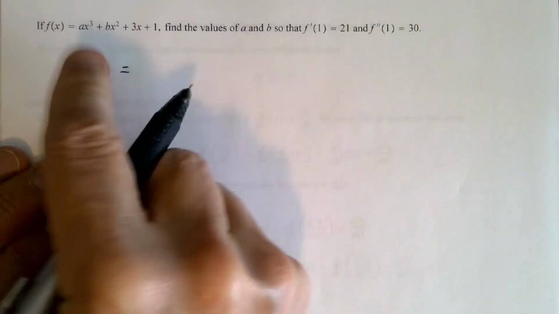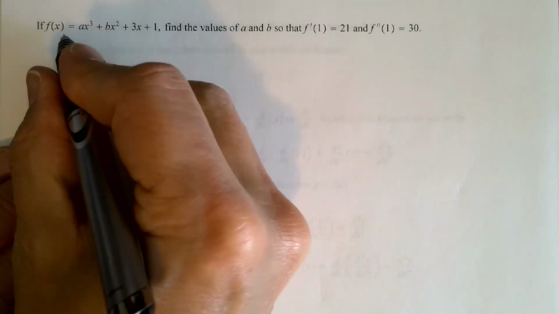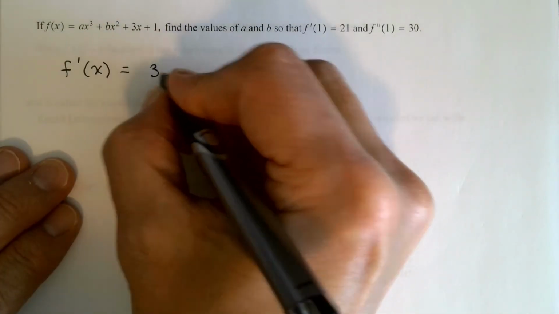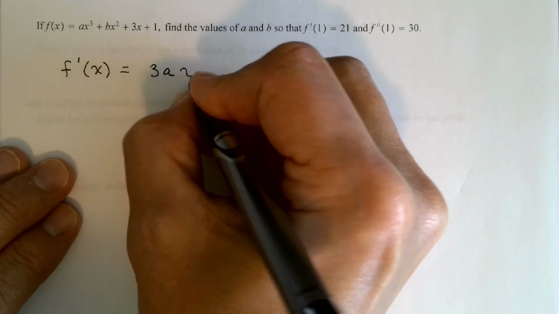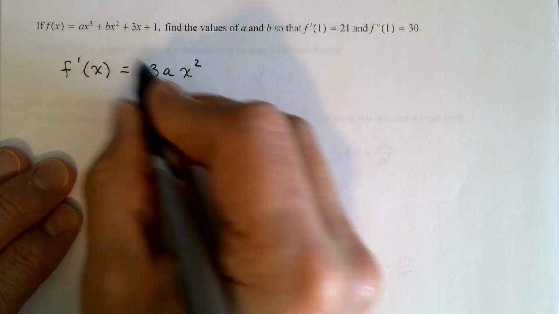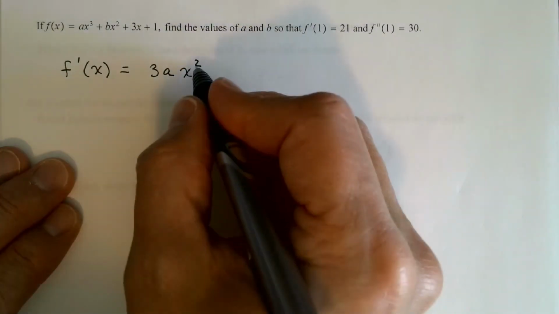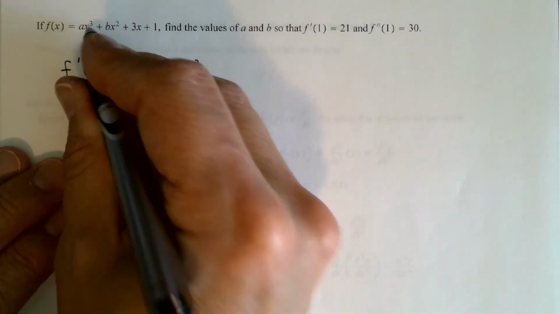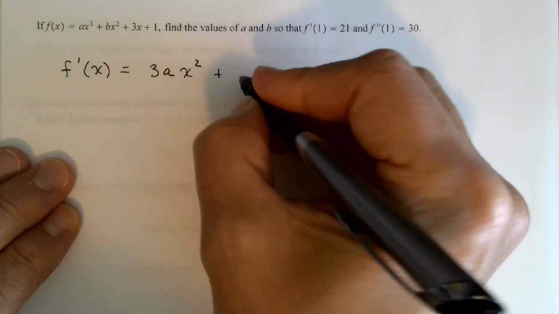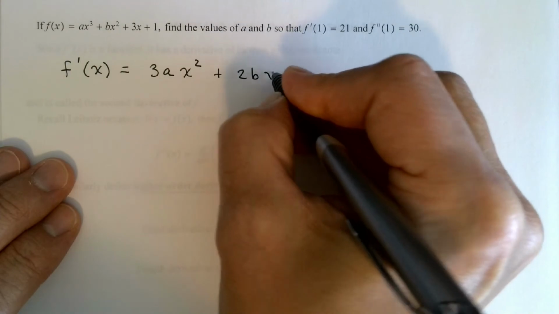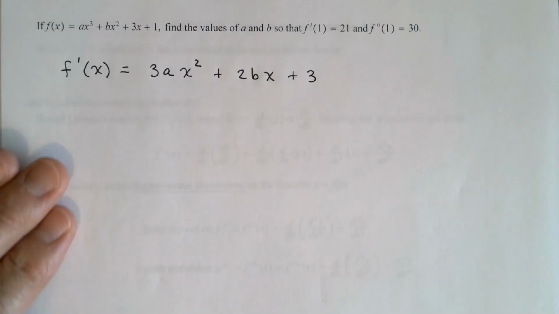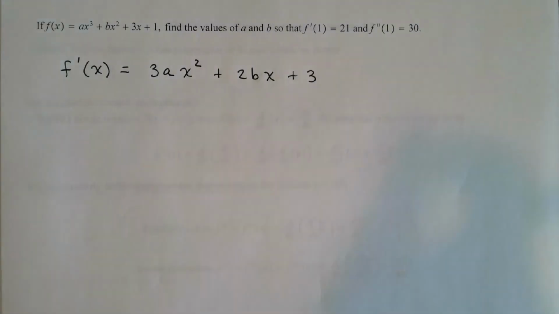So when I take the derivative of ax cubed, a is a constant, it comes out, and I bring down the 3, so I get 3a, and x what? Subtract 1, 2. Whatever a is, I multiply it by 3 and subtract 1 from the exponent 3 to get 2. Here I bring the 2 down, I get 2b times x. The derivative of 3x is 3, the derivative of 1 is 0. There's my first derivative.